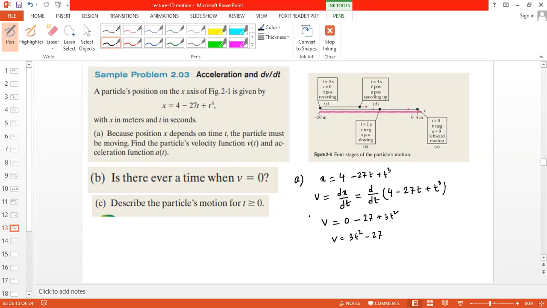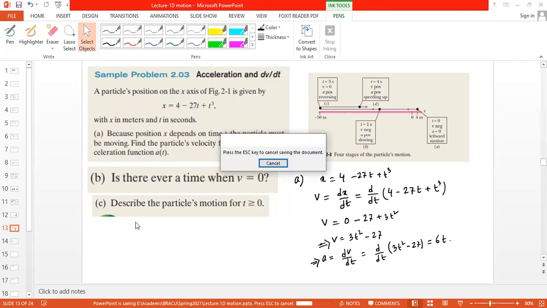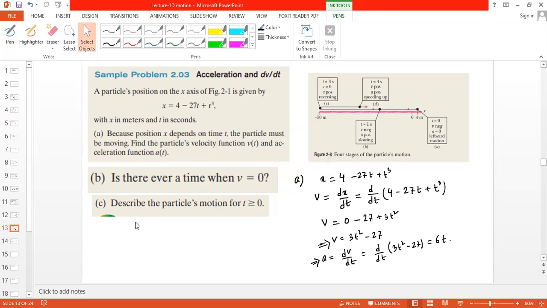And what about acceleration then? Acceleration is basically dv over dt. That means d dt of 3t square minus 27. So this is equal to 6t. Okay, so this is the acceleration, and this is the velocity. So part A is a very easy math. And then in part B, they are asking us, is there ever a time when v equal to 0?